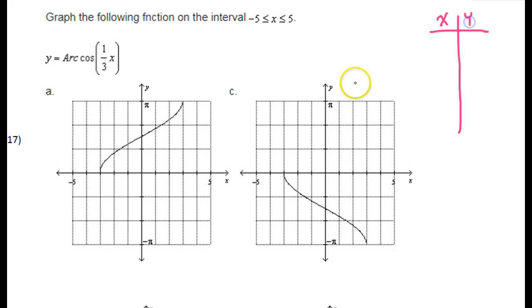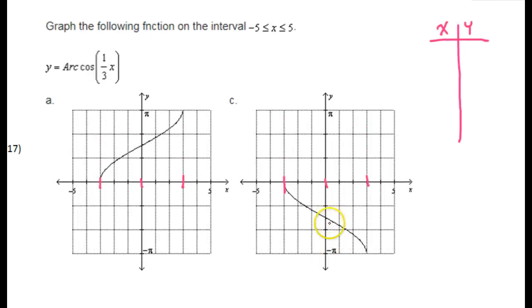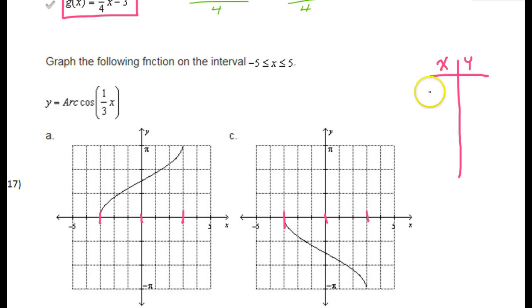Okay, x and y. Now, looking at these graphs, the samples that we have, it seems like it's reaching its extreme values at -3 and +3, and then 0 would be right in the middle. Do you see how that's happening for all the graphs? That's why I'm going to pick -3, 0, and +3 for the x values that I'm going to check.